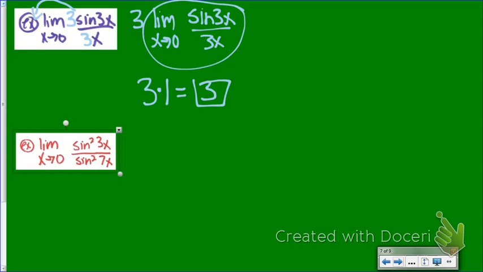Now remember, sine squared of 3x does not mean the sine of 3x times 3x. When the squared is written there, I'm squaring the entire quantity. I'm doing the sine of 3x, and I'm squaring that. So I'm doing the sine of 3x times the sine of 3x.